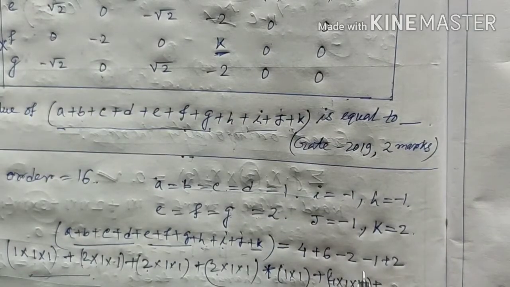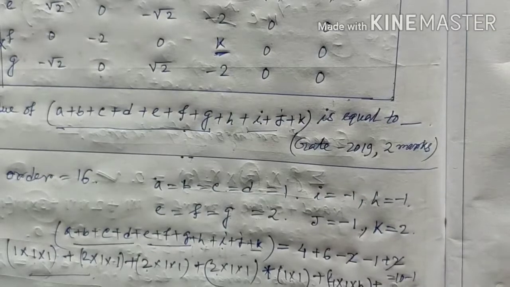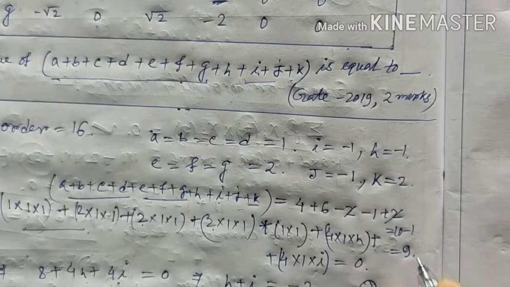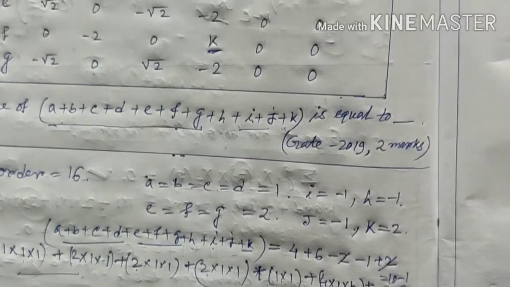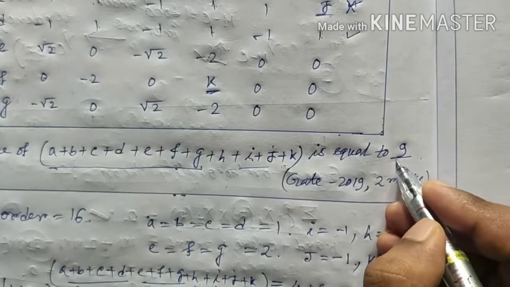So if we sum up this value, then it will be 10 minus 1, so it will be 9. So the value of this long summation is equal to 9. This is the correct answer.